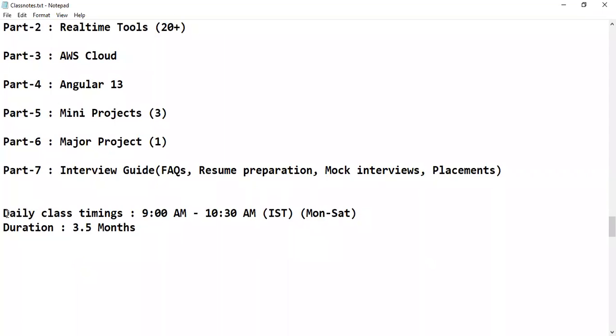As discussed, daily class timings for this batch are 9 a.m. to 10:30 a.m. IST. A 1.5 hour class will be available. A 1 hour 15 minute class will happen, and the last 15 minutes doubt clarifications will be available. 9 a.m. to 10:15 a.m. class will be available, and the last 15 minutes for doubt clarification. If you are facing any problem in coding, if you are stuck somewhere, then I will give time to resolve your problem in the last 15 minutes.